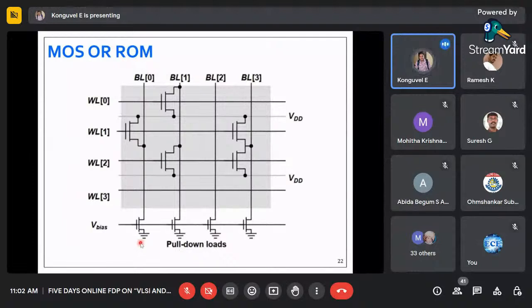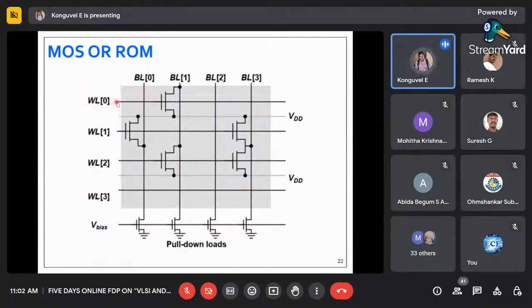Why should this be very weak? I will tell you. This is pull down, which means it will always be turned on. That means what will be the value in the bit line? The bit line value will be 0. Similarly bit lines 0, 1, 2, 3, everything will be 0 because it is a weak pull down. Why it should be weak, that I will tell. So now come to WL0.